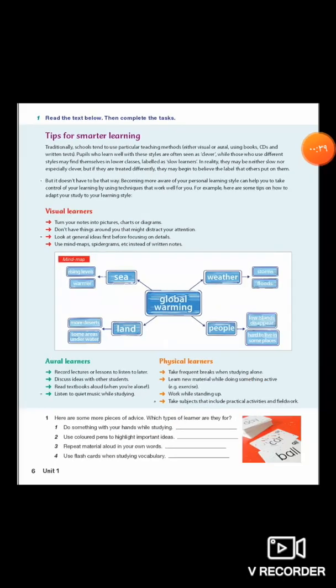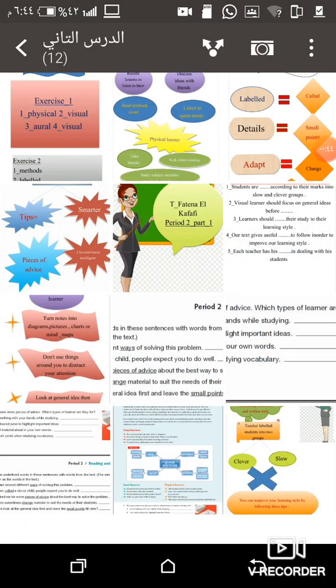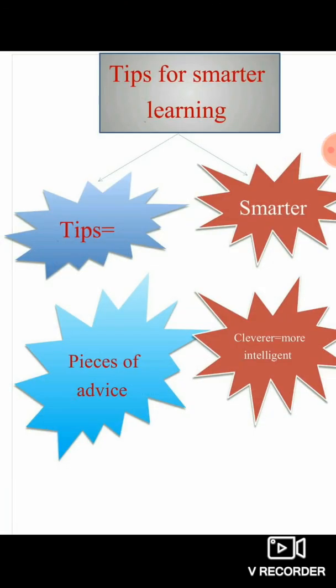But what does it mean when I say tips? Let's see the meaning of tips. Tips means pieces of advice. So we are going to have some tips, some pieces of advice. شوية نصائح for what? لشو? For smarter. Smarter means cleverer, more intelligent.